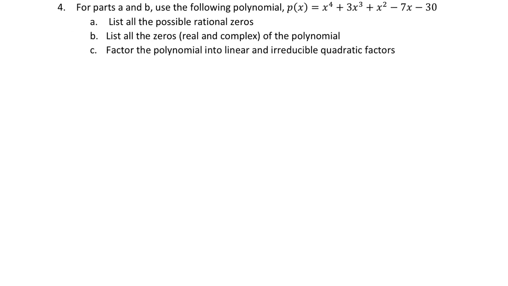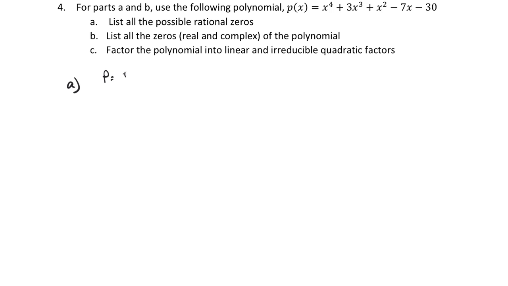Question 4. This is from Unit 2. So finding the zeros of a polynomial was a very important topic in Unit 2. So for part A, listing the possible rational zeros, if you remember, the factors of 30, this is what we call the factors of P. So the factors of P are the factors of 30.